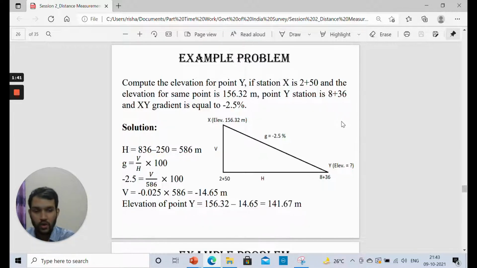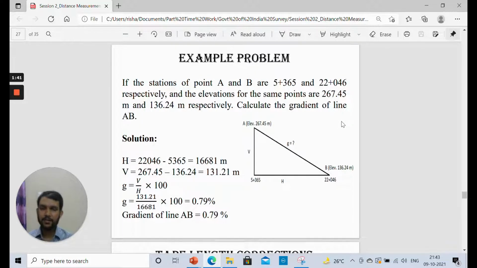One more example, a bit different in form. In this we have been asked to calculate the gradient of line A and B, meaning the slope of the line between stations A and B. We have been given their station points as well as the elevations. Point A has a station of 5 plus 365 and point B has a station of 22 plus 046.